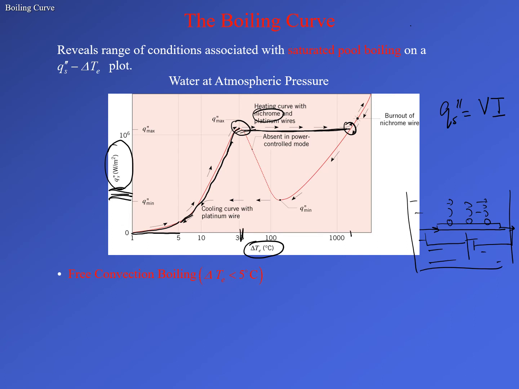And for the nichrome wire the melting temperature is here. So what happened was that as soon as we tried to increase the Q double prime by increasing the potential difference across the wire above this Q double prime max, this resulted in melting of the wire at this point. So there's nothing we could do beyond this point. This situation was called the burnout of the nichrome wire.